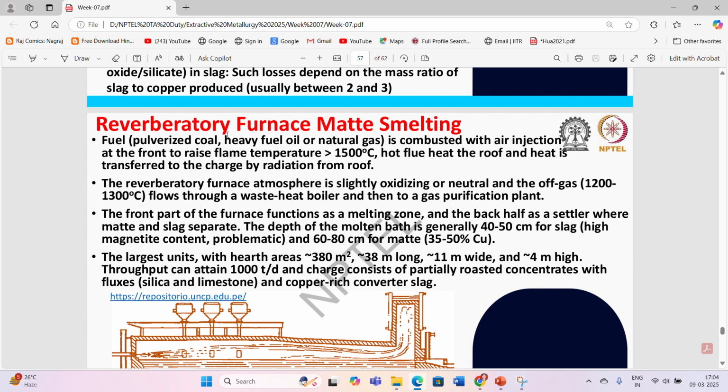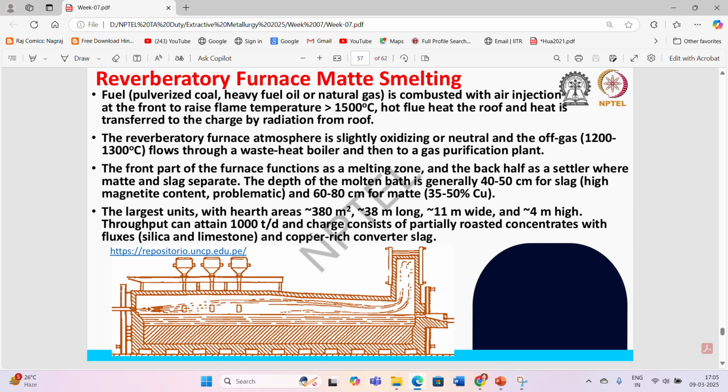We have to add some fuel in the form of pulverized coal, heavy fuel oil or natural gas, which is combusted with air injection at the front of the furnace, raising the flame temperature to around 1500 degrees Celsius. Hot flue gas heats the roof, and heat is transferred to the charge by radiation from the roof. The reverberatory furnace atmosphere is slightly oxidizing or neutral, and the off gas has a temperature of around 1200 to 1300 degrees Celsius, which flows through a waste heat boiler and then to a gas purification plant.